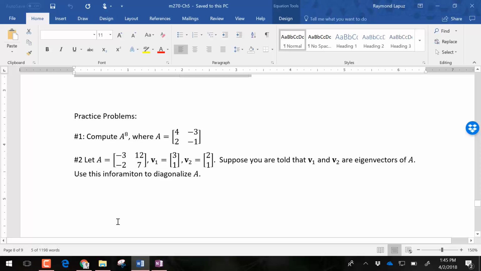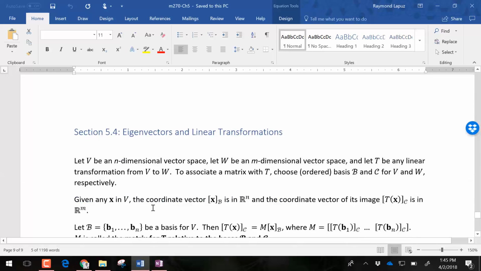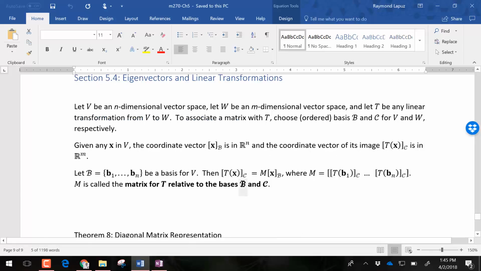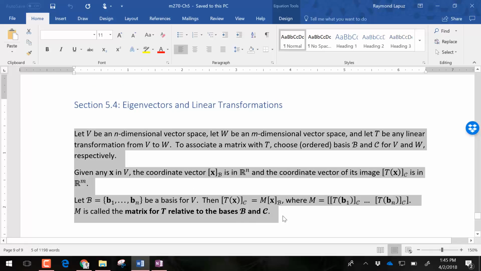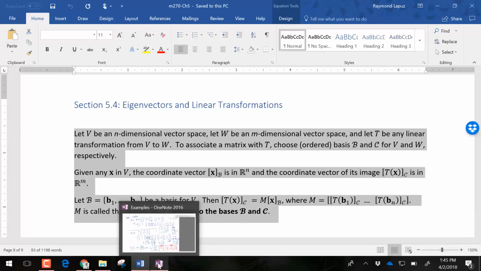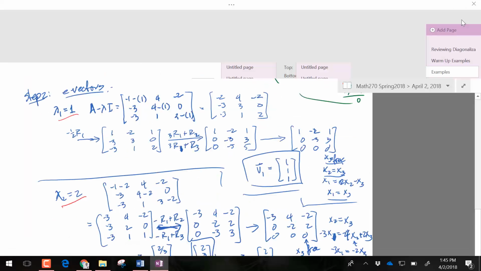I have another one here. Let's just skip through that. The next section, 5.4, really just lays out a relationship between the whole idea of diagonalization and transformation. And the drawings that they have in the book would probably help, so I encourage you to take a look at that.